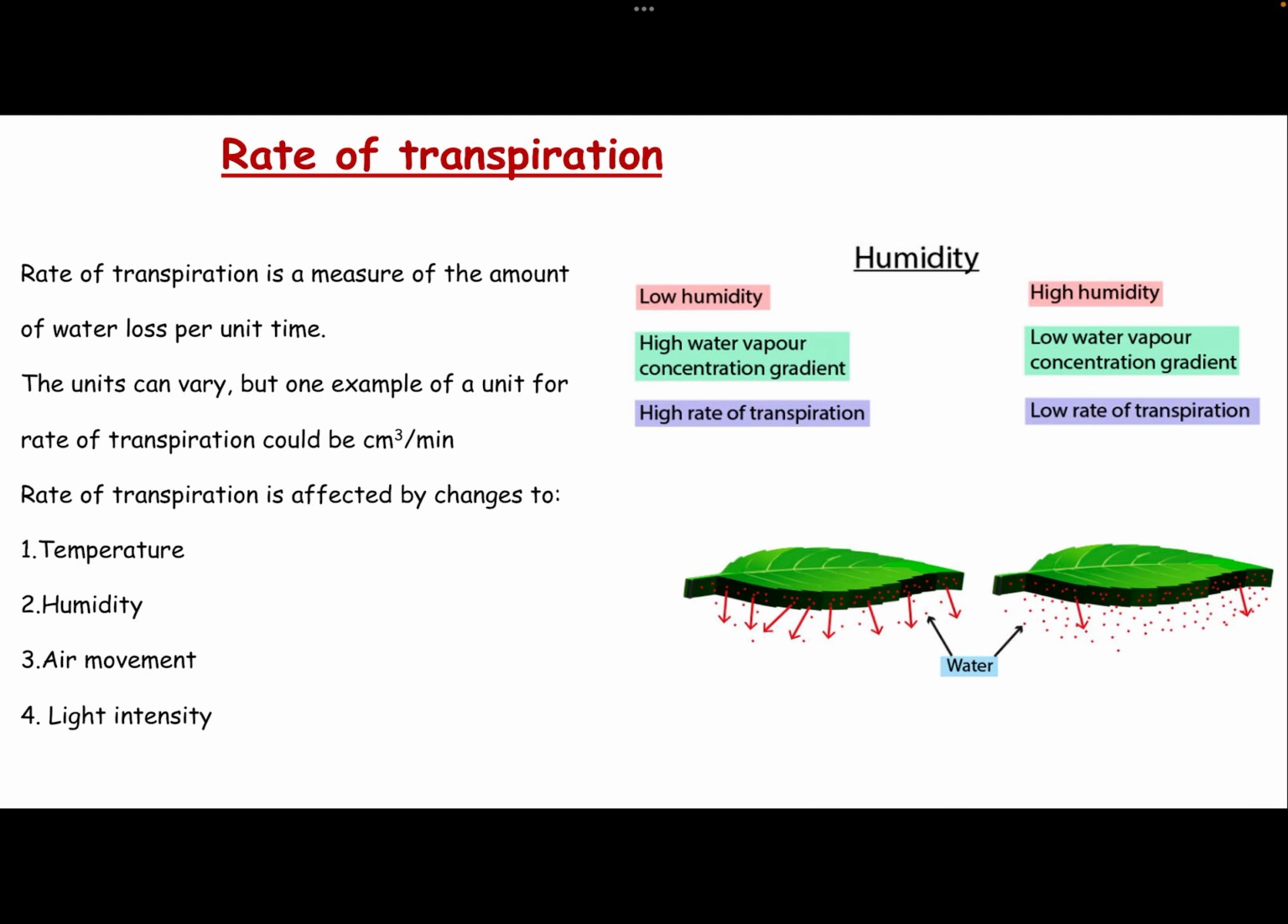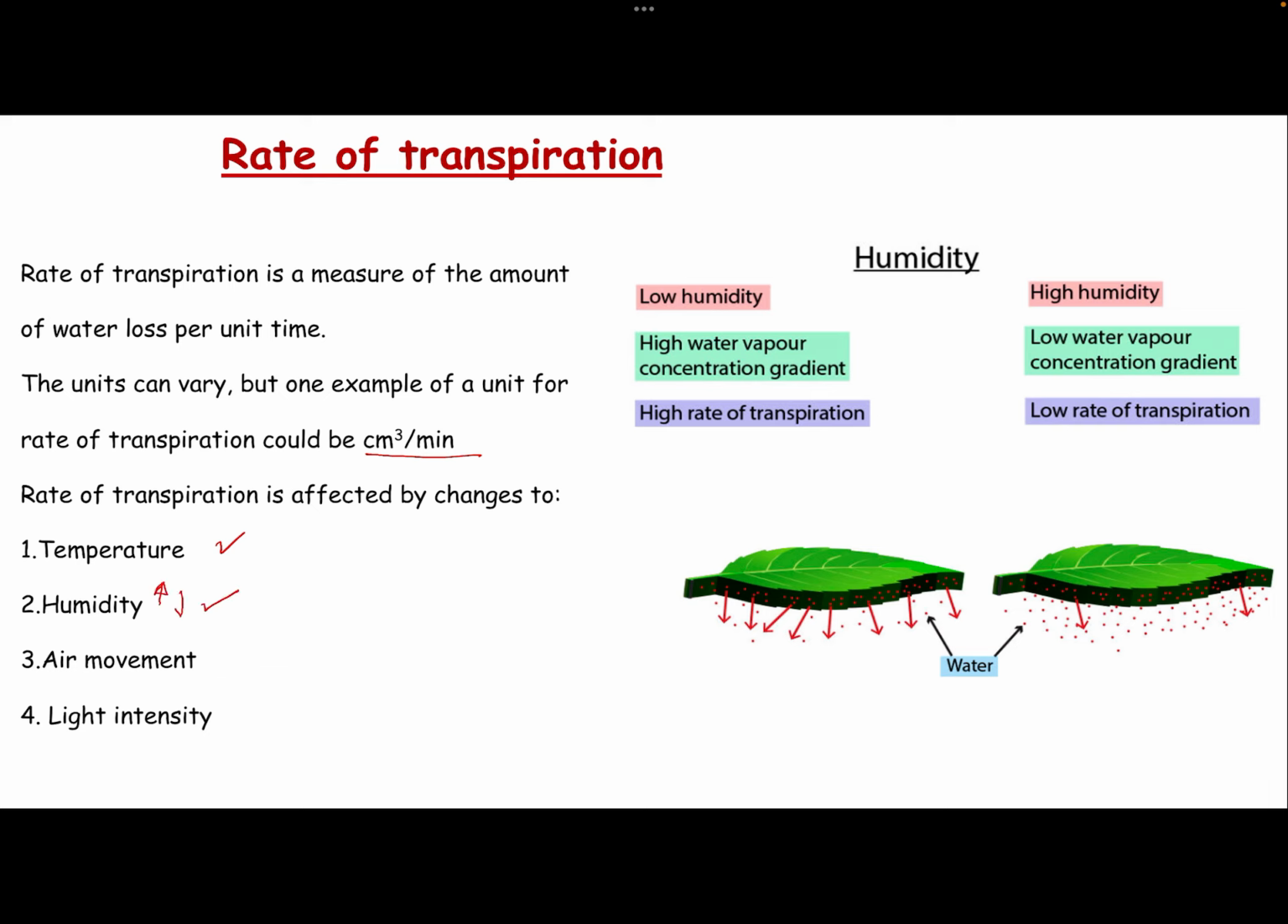Rate of transpiration is a measure of the amount of water lost per minute or per unit time. The units can vary, but one example of a unit for rate of transpiration could be cm cube per minute. Rate of transpiration is affected by changes such as temperature. So if it's a warm day, rate of transpiration would be high.